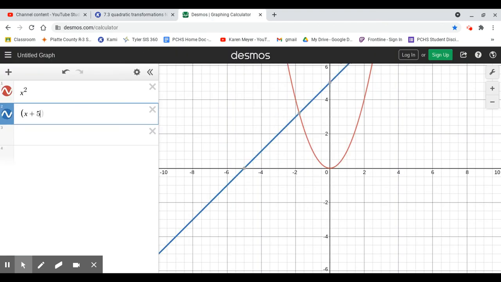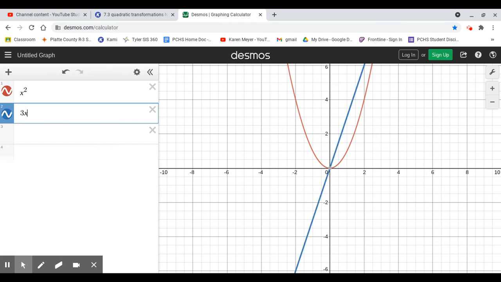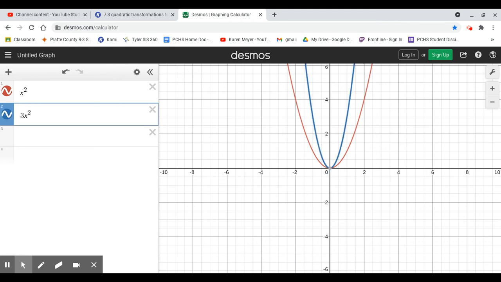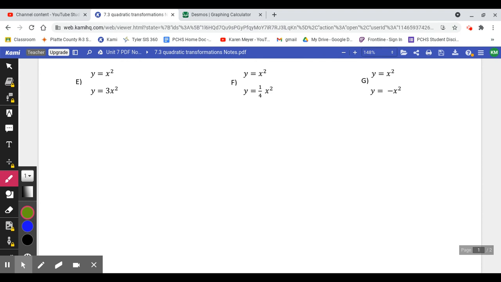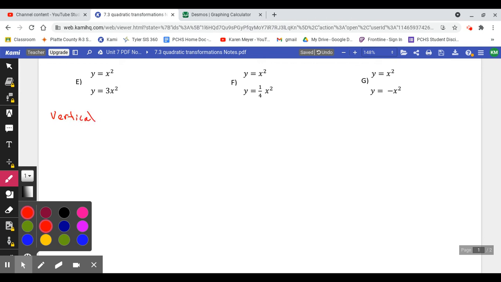So now I'm going to come back down here and we're going to say 3x to the second. And hopefully when you look at this one, you're going to notice that the new one is inside the old one. So whenever the new picture is inside the old picture, that's what we're going to call a vertical stretch.